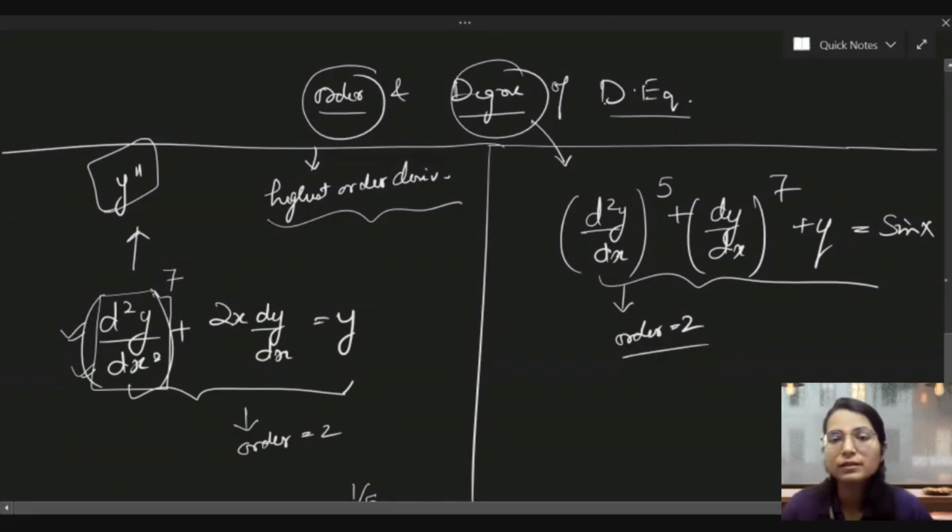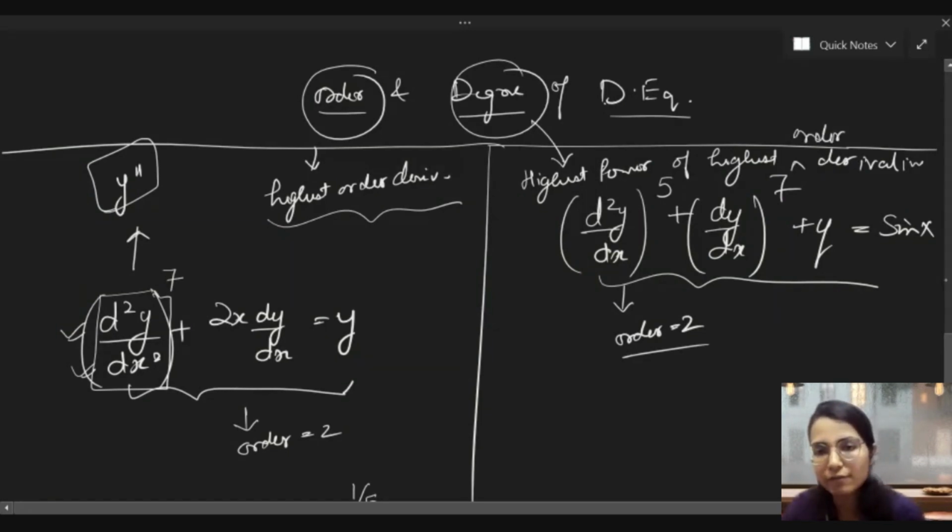Degree is the highest power. You can also write it down: the highest power of the highest order derivative that is present in your differential equation. So we have a 2-order derivative that is present in our equation, and when we raise it to power 5, that means our degree becomes 5. Why have I used the highest power of the highest order derivative?